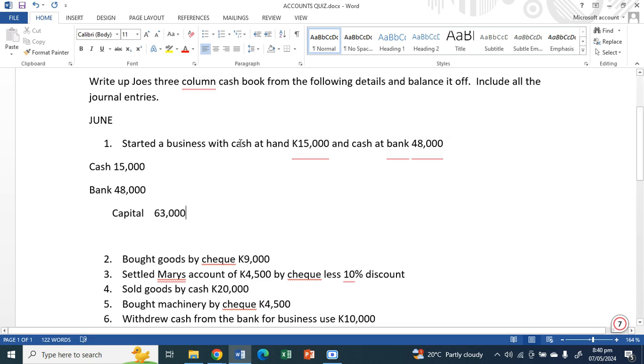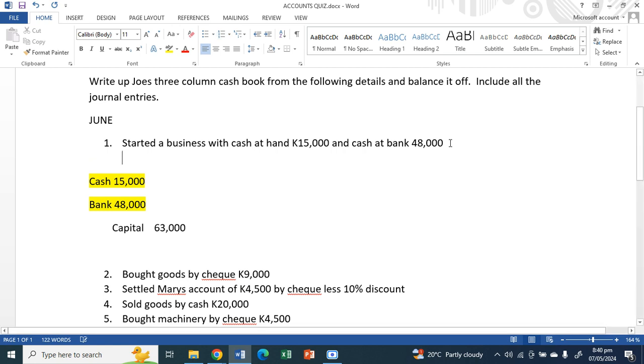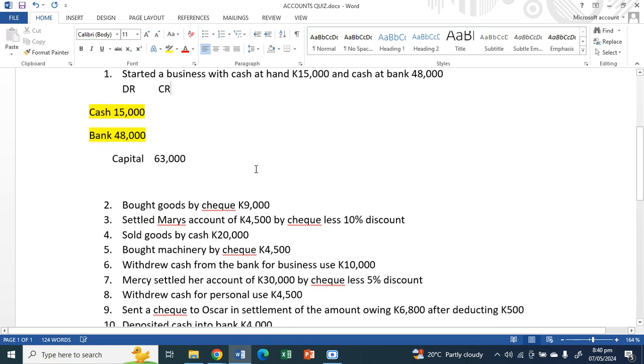So for this question, the entries we'll be interested in are these ones. So these are the debits. Let me just include here debit, credit. All right. The second transaction, bought goods by check 9,000.